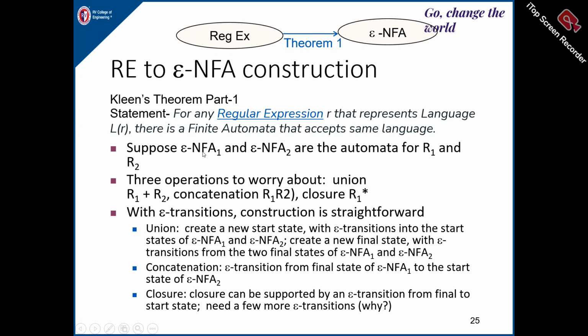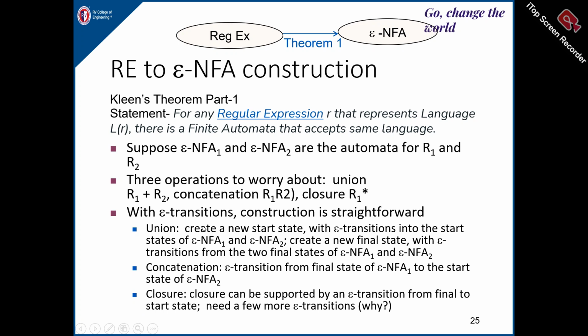Now suppose epsilon NFA1 and epsilon NFA2 are the automata for the regular expressions R1 and R2. So I have epsilon NFA1 for R1 and epsilon NFA2 for R2. Then what machine does the regular expression R1 plus R2 represent? Or R1 and R2 concatenation, what does it represent? And closure for R1, that is R1 star, what does it represent? So now with the epsilon transition, the construction for union, concatenation and closure is represented here.